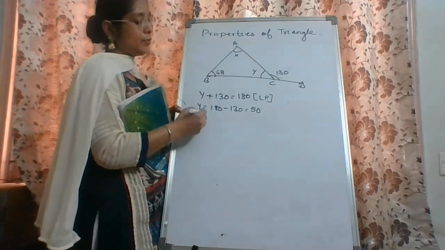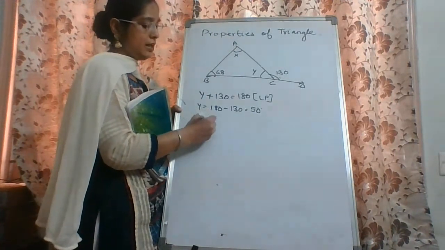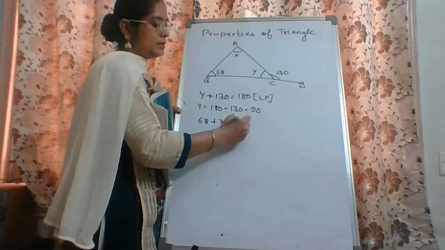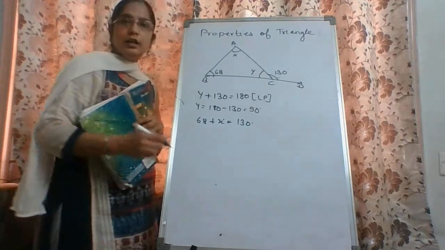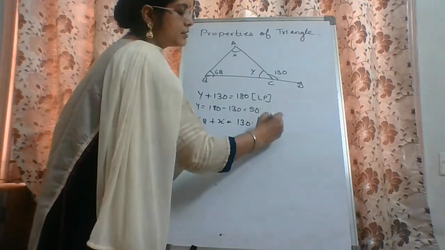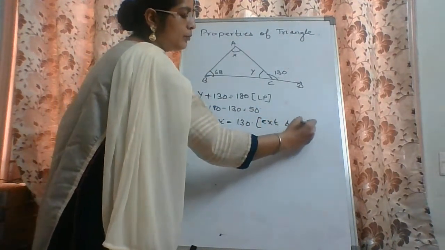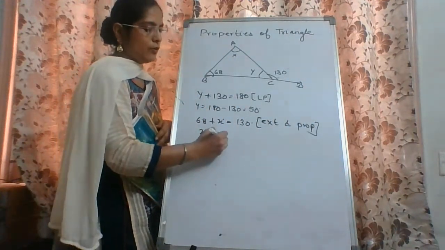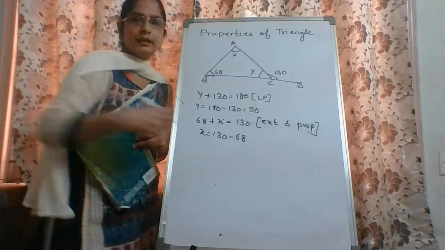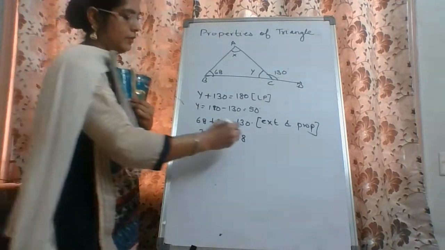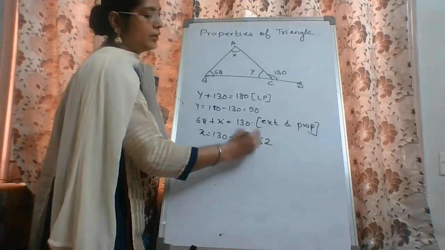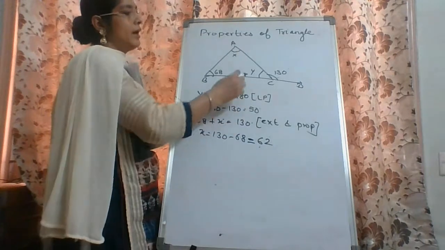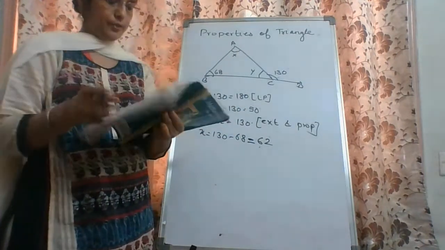From exterior angle property I get 68 plus x degree is equal to 130 degree. The reason I am going to write is exterior angle property. Now, what is x equal to? 130 minus 68. This is equal to 62 degrees. So, we get the value of x as 62 degree and y as 50 degree.